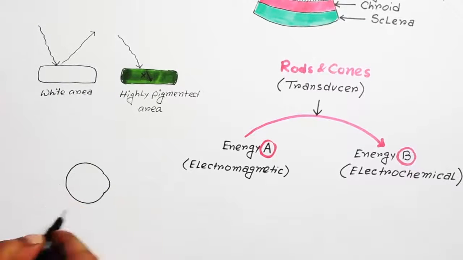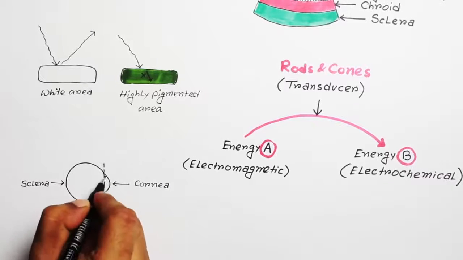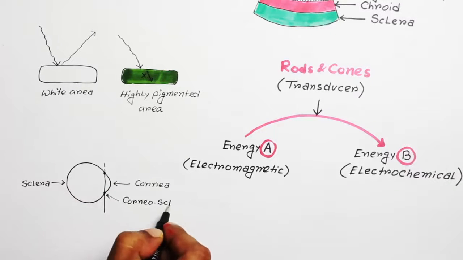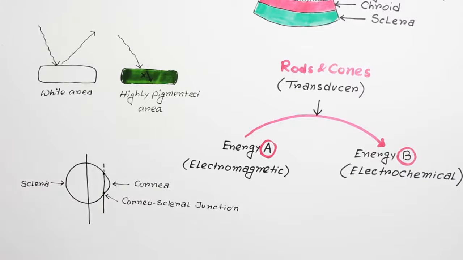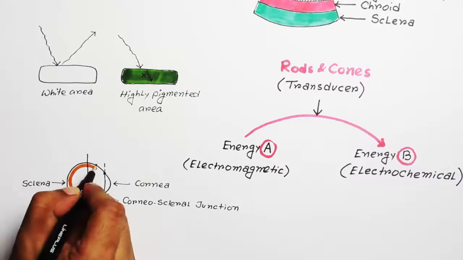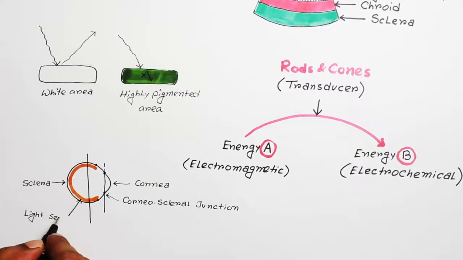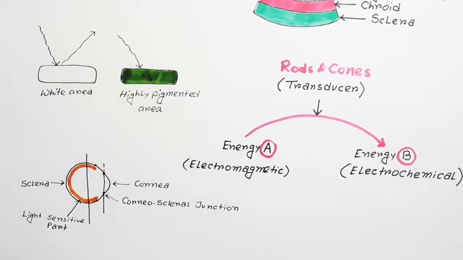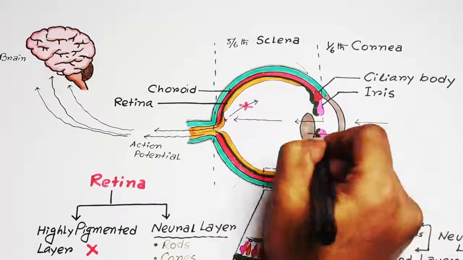Let me draw another diagram. This is sclera and this is cornea. So this portion is the corneo-scleral junction and this is the coronal section. Actually, rods and cones extend from backward to forward and end somewhere in the middle of these two points. So what does it mean? Only this portion of the retina is sensitive to light and the portion anterior to this part is not sensitive to light.